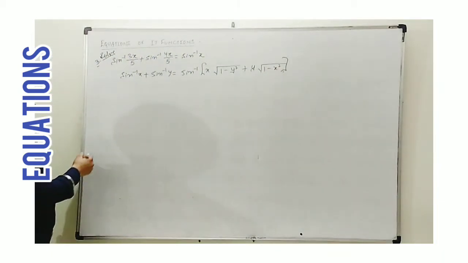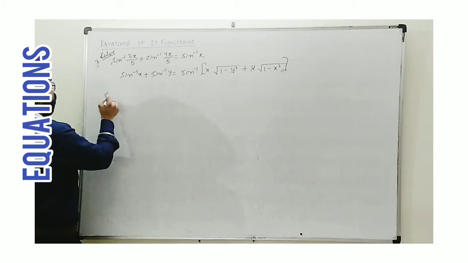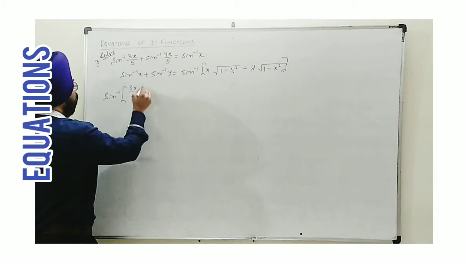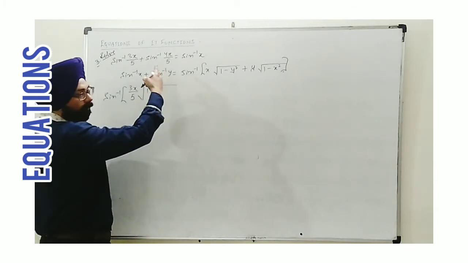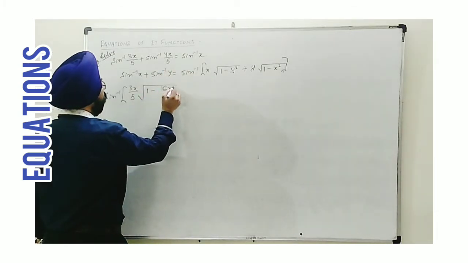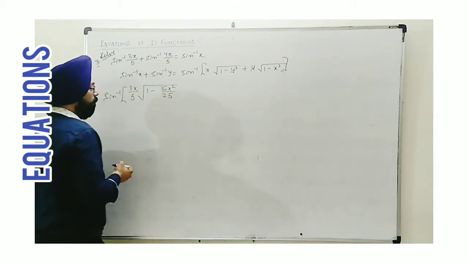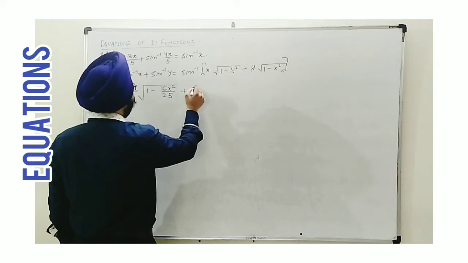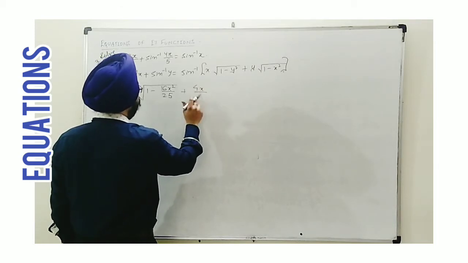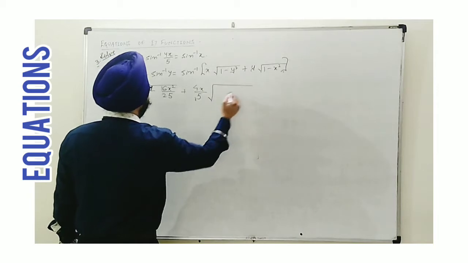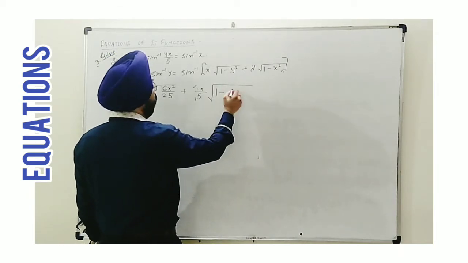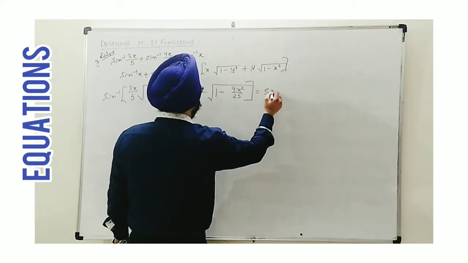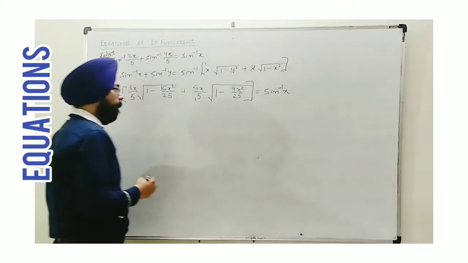Now, when we apply this identity to the LHS, we find LHS to be sin inverse of x, meaning 3x upon 5 under root 1 minus 4x upon 5 whole square, which will be 16x square upon 25, plus y, meaning 4x upon 5, and multiplication under root 1 minus square of 3x upon 5, so 9x square upon 25. This is equal to sin inverse x.